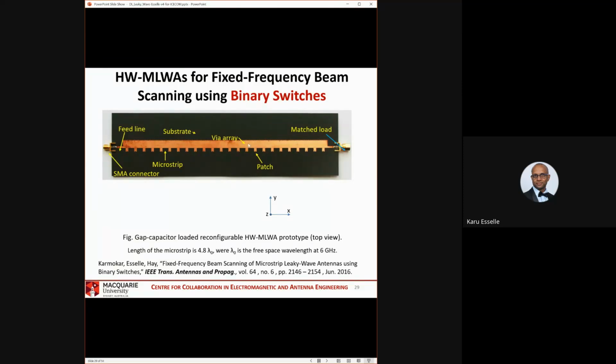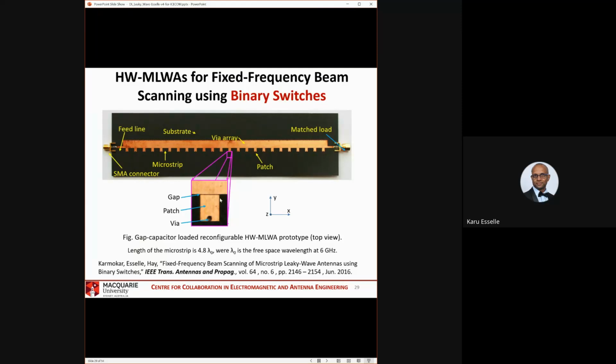So it has a VR array for, it's not here actually, it's here. Transition, feed line, match load, all pretty standard substrate, microstrip transmission line. What is uncommon are these patches. Each patch is connected to a switch with a VR. I will show you all the details. So length of the antenna is 4.5 lambda naught. Lambda naught is free space wavelength, and you can find more details in this paper in IEEE transactions on antennas and propagation.